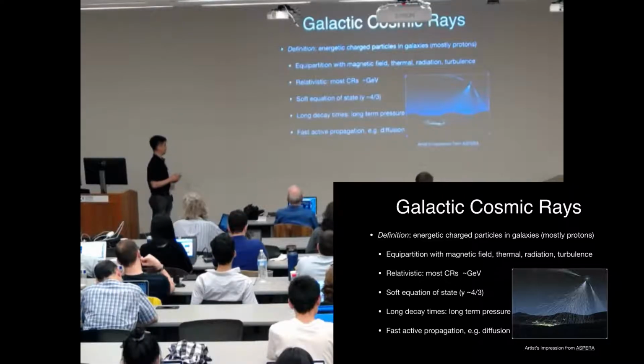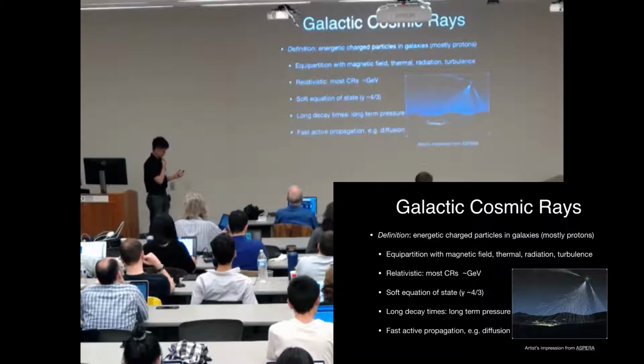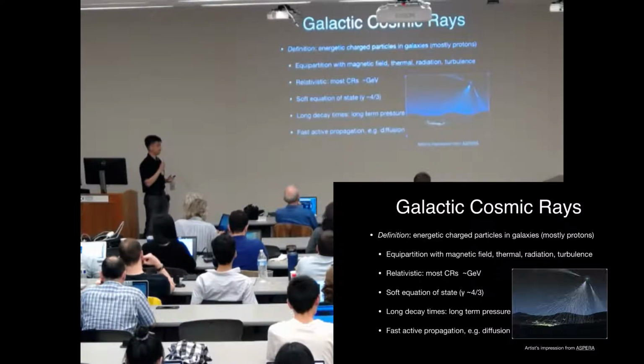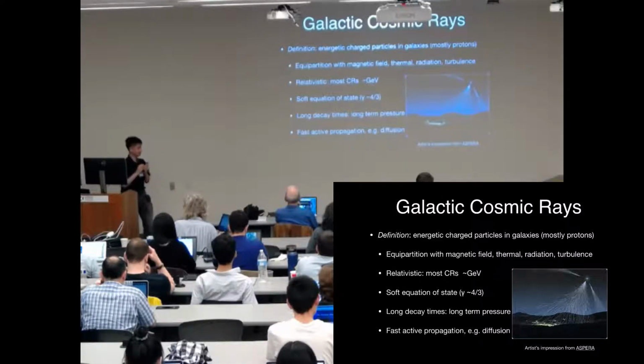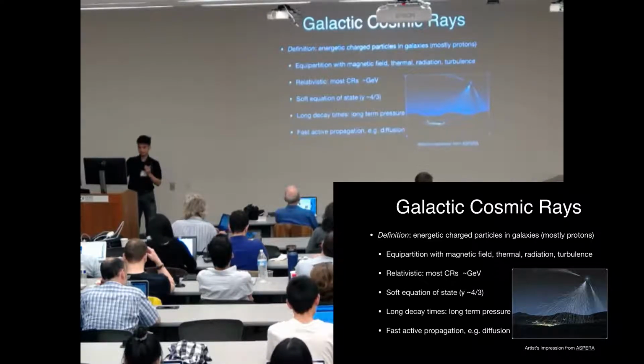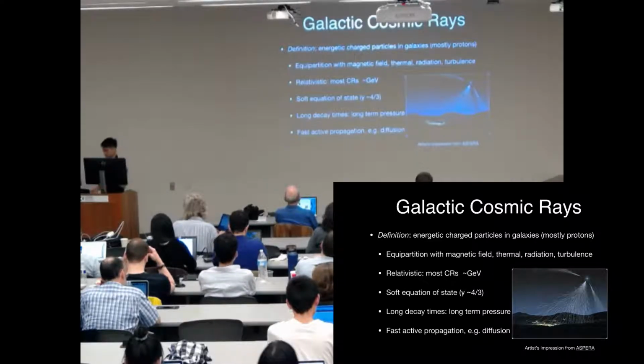Also, it has a very long decay time, so that it can provide long-term pressure support for the galaxy. It also has different kinds of fast propagation modes, for example, diffusion and streaming, so that it can get out to the CGM very quickly and affect the CGM structure.